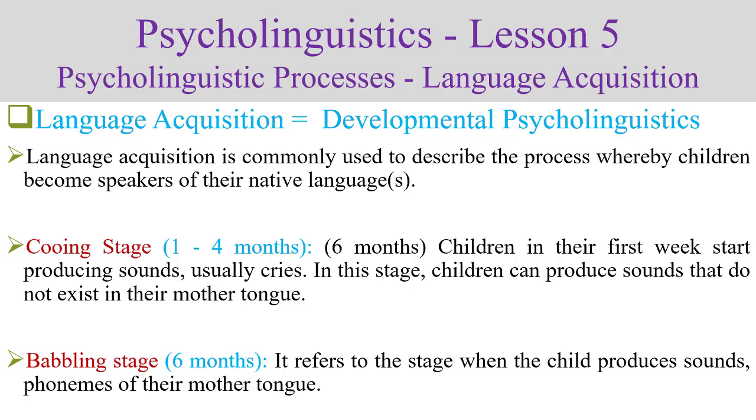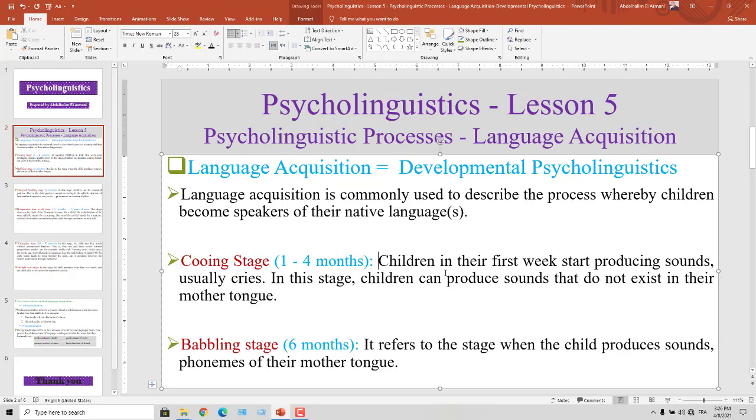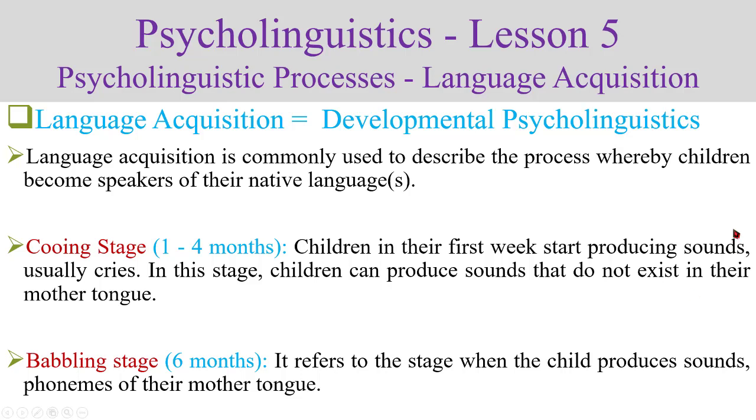The first stage is the cooing stage, which is between 2 and 4 months. This period is approximate, so this is not 100%, and it changes from one child to another. Some children may have 4 months in the cooing stage, some 3 months, some less. So this is an approximate period.